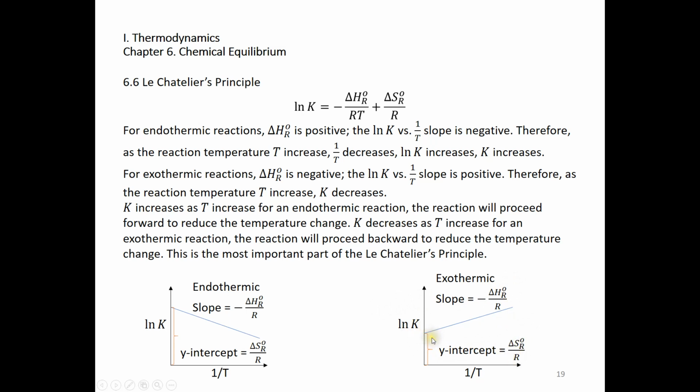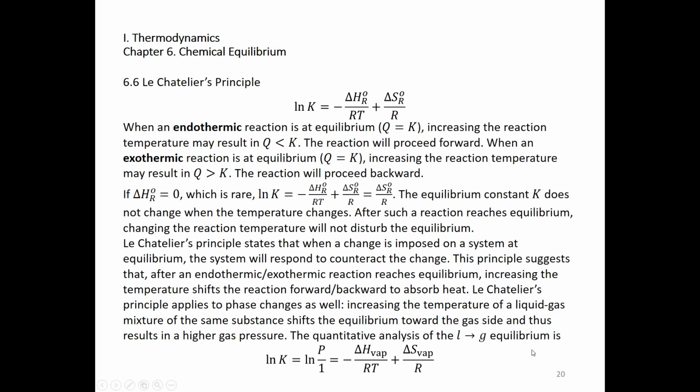So if somehow you can determine the slope and the y-intercept, you will be able to determine the standard enthalpy of reaction and the standard entropy of reaction at the same time. Now again, let's look at this reaction. ln(k) is equal to negative standard enthalpy of reaction over RT plus the standard entropy of reaction over R.